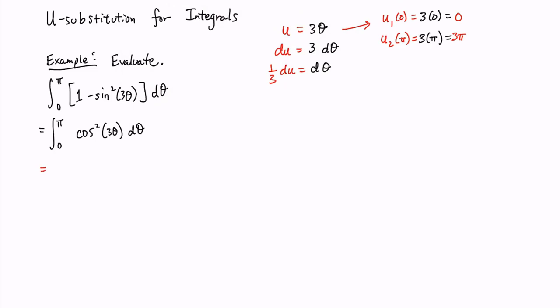We're ready to make our u substitution. So now the integral is from 0 to 3 pi. u1 is 0 and u2 is 3 pi. And we have cosine squared u du. But I'm missing something. I'm missing a 1/3. Let's put it all the way to the front of the integral. Now this is looking really good, because now we could just substitute another trig identity. This is just 1/2 times 1 plus cosine 2u du.